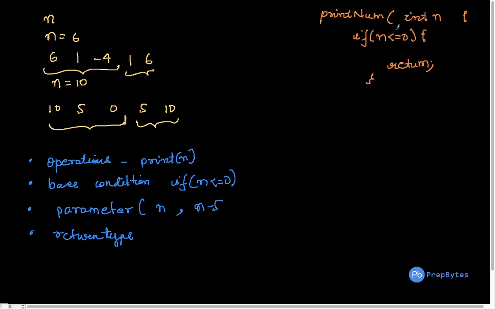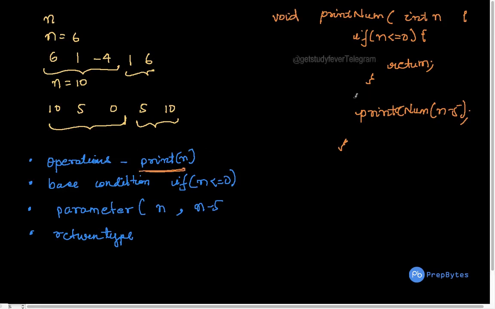And the other thing is that I'm going to call this function again and again with the parameter n minus 5. So I'll simply do print num n minus 5. These are the things that I know for sure. And I don't see any value being returned, so I'll just do void. Now the question is, where do I put this particular print statement?